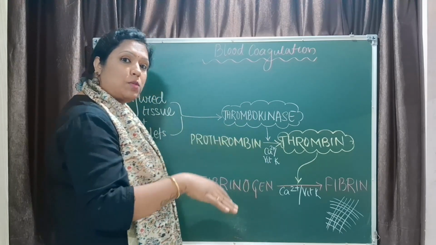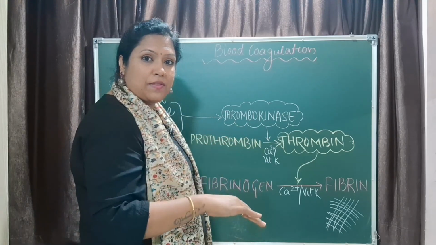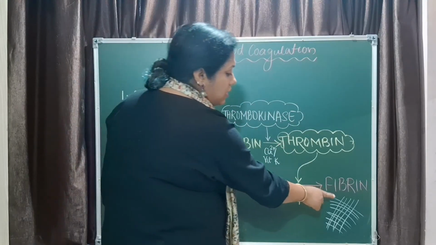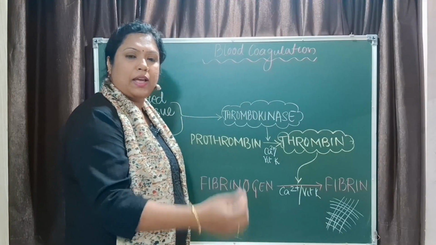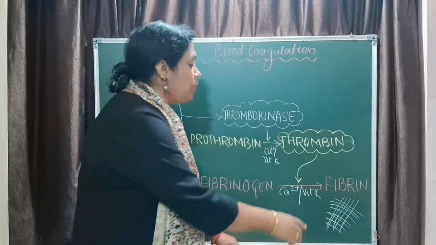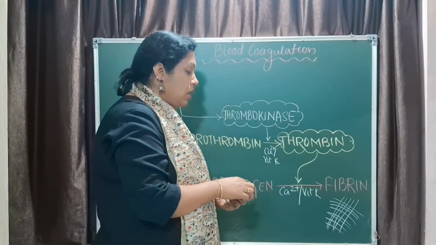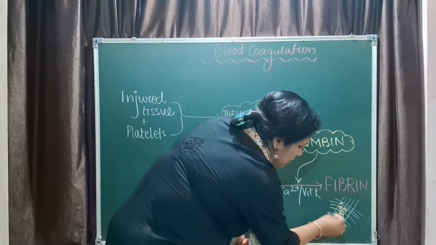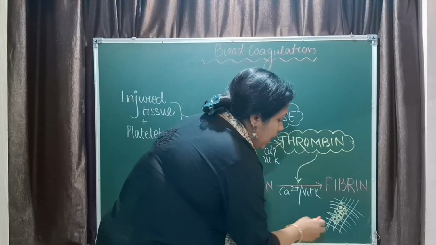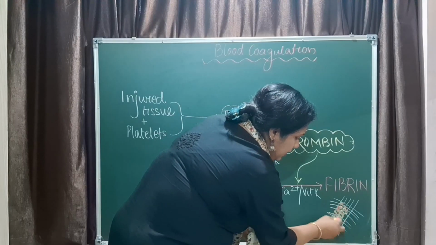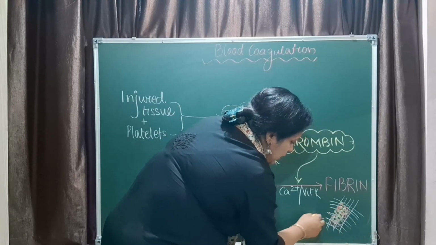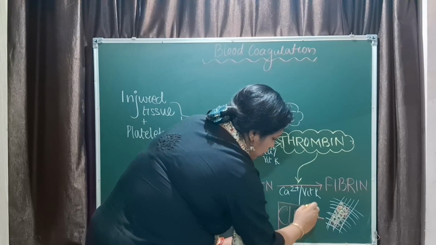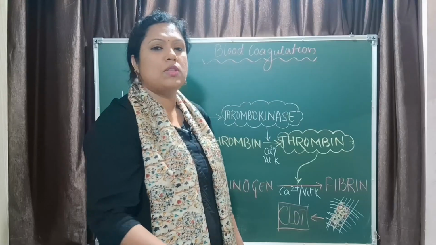Since it is present in the soluble form, you don't have clots in your blood vessels. But when these reactions happen, this soluble protein changes into a mesh-like or fiber-like protein, which is called fibrin. Now, fibrin forms a mesh-like structure and the platelets come and get trapped here. At the same time, the RBCs will also come and get trapped here. So, this leads to the formation of the blood clot, and the blood does not ooze out.